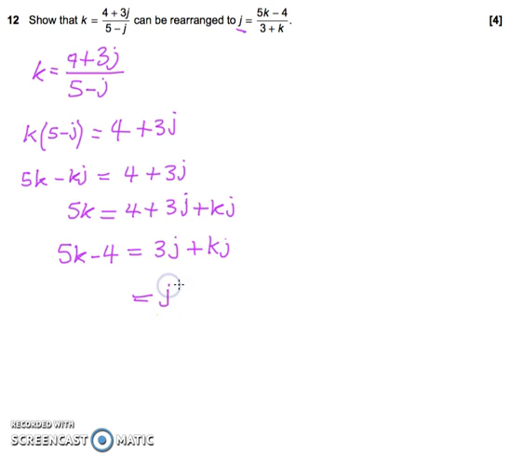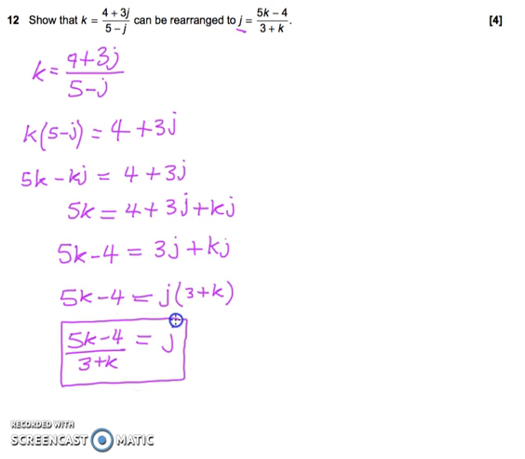We're going to go j and then (3 plus k), close the bracket, and on that side we've still got 5k minus 4. And then we're going to divide both sides by, because the opposite of multiplying is dividing, this expression, 3 plus k, to leave j on its own. So j stays over here. We've got (5k minus 4) over (3 plus k). Looking at what we wanted it to be, it's exactly what it should be.